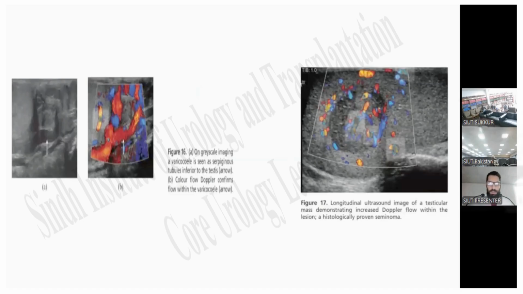The color Doppler imaging in image A on the right side of the screen is of a varicocele, and on the left side of the screen is of a testicular mass.